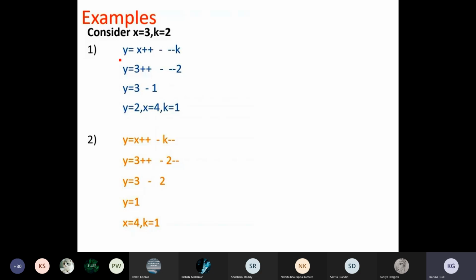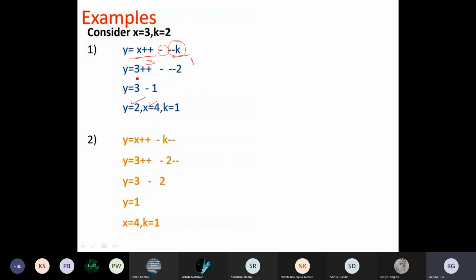Whatever answer I have written is the right answer. Here, what is the value of x it is going to take, 3 or 4? 3, because it is post. For this it is going to take 1, because it is pre-decrement, correct? Then you subtract 1 from 3 because the minus sign is there. So 3 minus 1 is 2. So you got y is equal to 2.